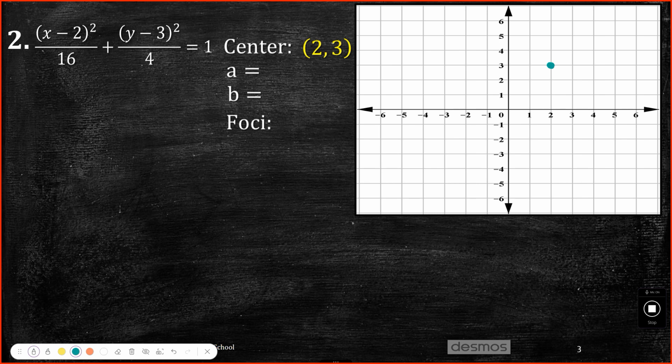Rewrite these where you've got a squared and b squared. So this is going to be 4 squared. The length along the x is going to be what? 4, and I'm standing at the center. I'm going to go 4 to the left and 4 to the right, because it's the length along the x, the horizontal. So from the center, you're going to go 1, 2, 3, 4, and then 1, 2, 3, 4.